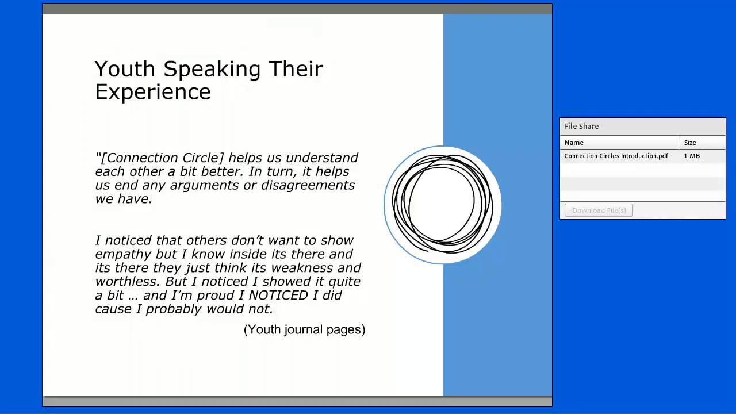"Connection circles help us understand each other a little better. In turn, it helps us end any arguments or disagreements we have." "I notice that others don't want to show empathy, but I know inside it's there. They think it's just weakness and worthless. But I noticed I showed it quite a bit, and I'm proud I noticed. I did, because I probably would not."